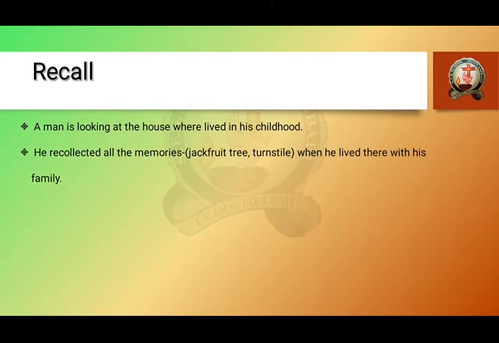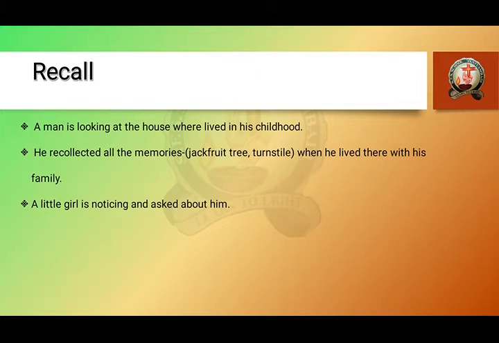And on visiting the house, he just recollected all the memories about the jackfruit tree. His grandmother planted the jackfruit tree there. That is his favorite place. And there was a turnstile. Turnstile means a mechanical gate at the entrance of every official building. And he used to play in this turnstile until he feels dizzy. And he recollected all these memories when he lived there with his family.